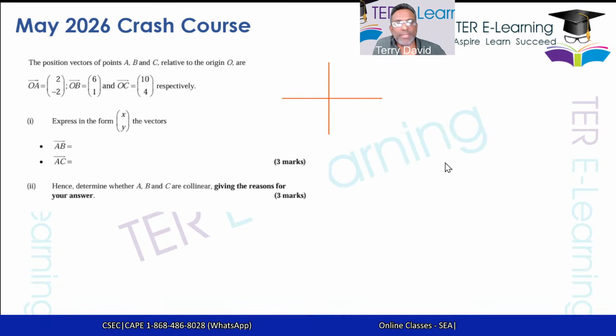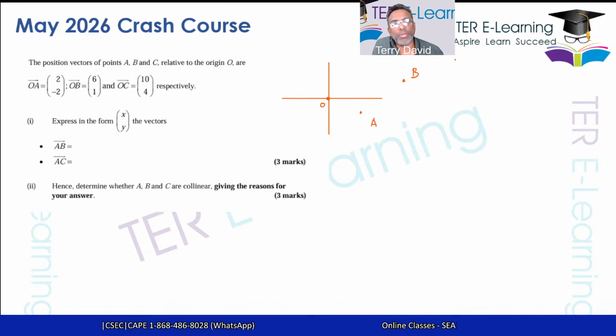Yeah, so we have some vectors. This is O, our center here. We have OA, which is (2, -2), somewhere down here. So this is A. We have OB, which is (6, 1), so that's going to be somewhere up here. That's B. And OC is (10, 4).